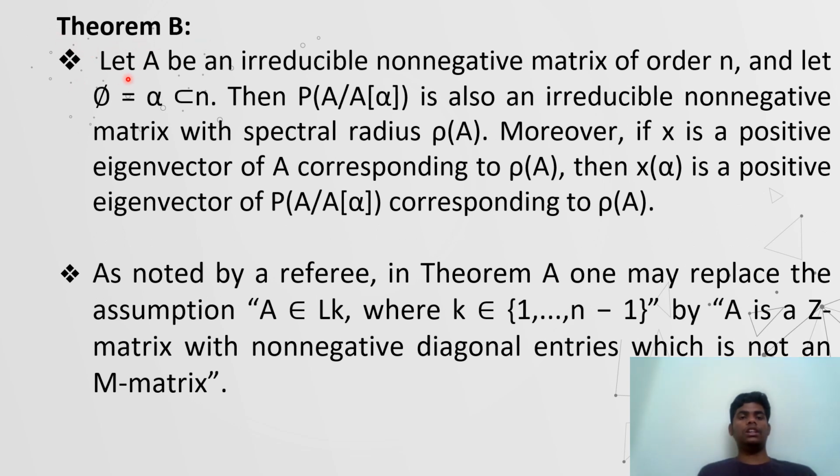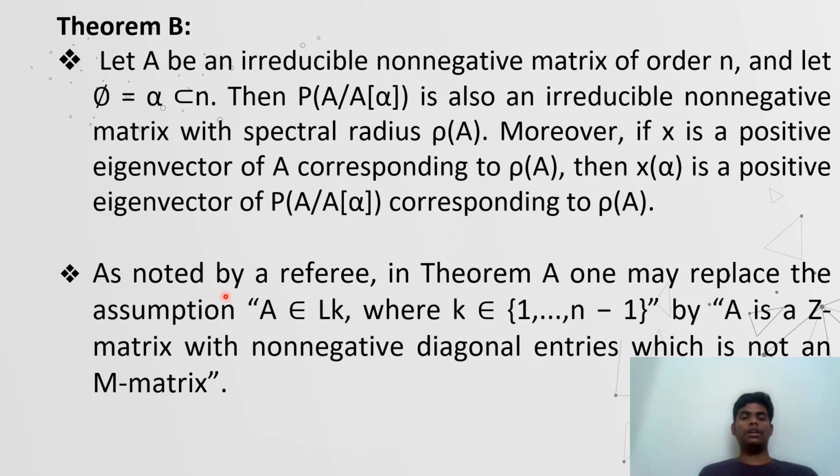Theorem B states: let A be an irreducible non-negative matrix of order n, and let alpha be a proper subset of n. Then the Schur complement A/A[alpha] is also an irreducible non-negative matrix with spectral radius rho(A). Moreover, if x is a positive eigenvector of A corresponding to rho(A), then x[alpha complement] is a positive eigenvector of the Schur complement corresponding to rho(A).